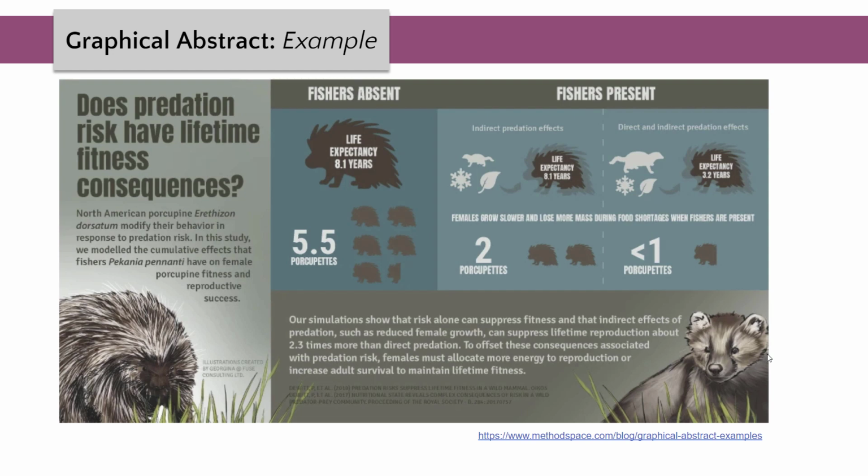This is another example of an abstract where the title is now posed as a question, the context is explained, how they studied between two different consequences is shown visually, and the author details are also shown.